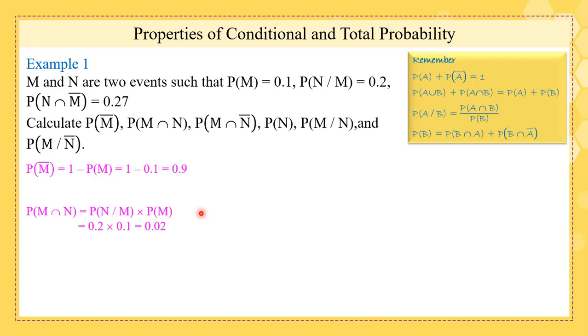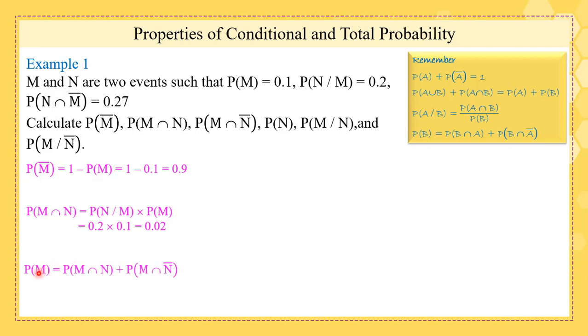Now one might ask, why didn't we use the property P of M given N times N? In fact, this could have been used if it were given. Now, what is the probability of M intersection N bar? Also, we know till now 5 probabilities, so we could see from here that M intersection N bar is to be calculated. We use the total probability.